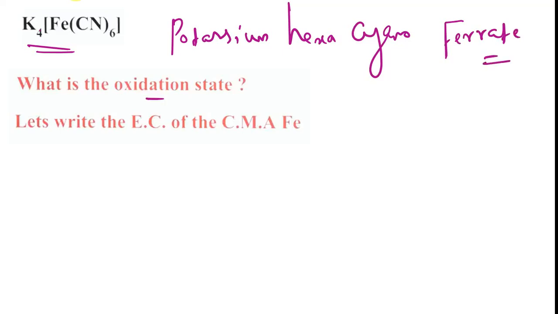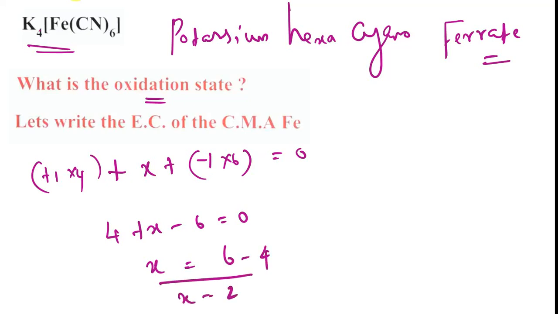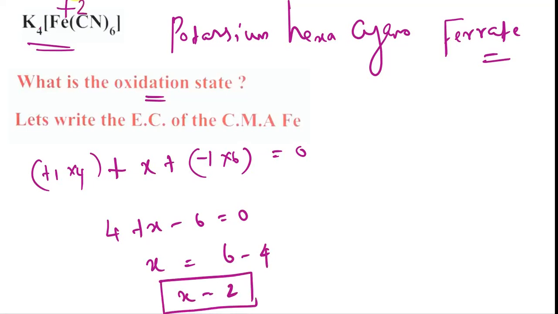So what is the oxidation state of the central metal atom? Let us start here. K is plus 1, so plus 1 times 4, plus Fe, we will take it as x, plus minus 1 times 6. The charge is given as 0. So it will be 4 plus x minus 6 is equal to 0. x is equal to 6 minus 4. x is equal to 2 here. So this is the oxidation state of iron here. What is the oxidation state of iron here? Plus 2. Let's write the electronic configuration of the central metal atom.